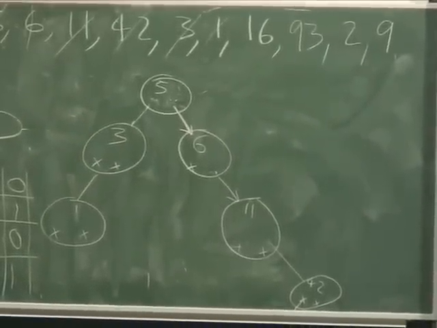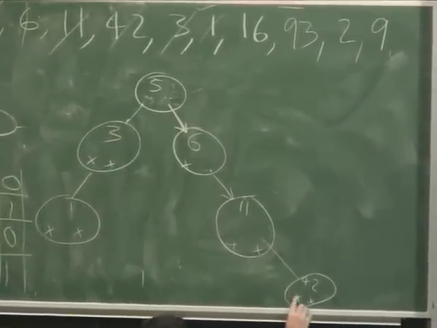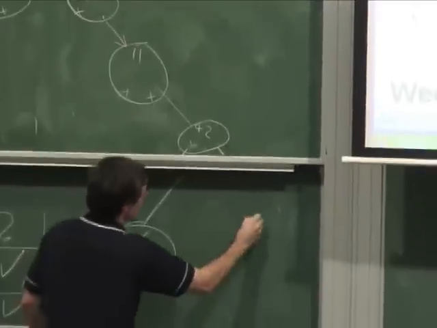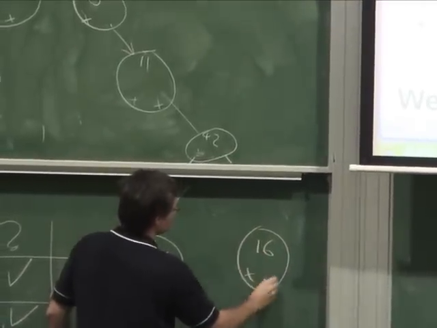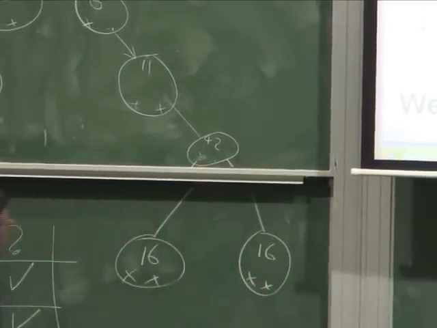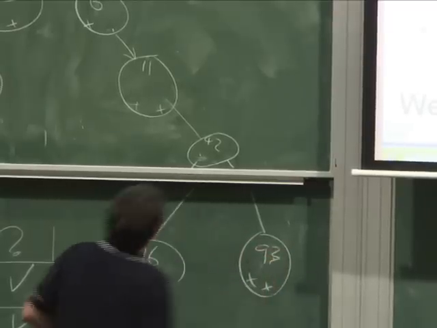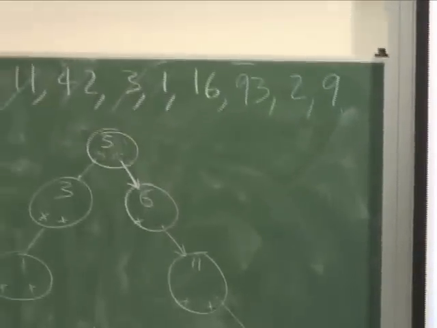Okay, 93, where does that go? To the right of 42. We go down to 42. It's bigger than 42, so it goes down here. Oh, 93, yep, that's what I meant. Yes, always get those 2 numbers mixed up. And then 2, where does that go?